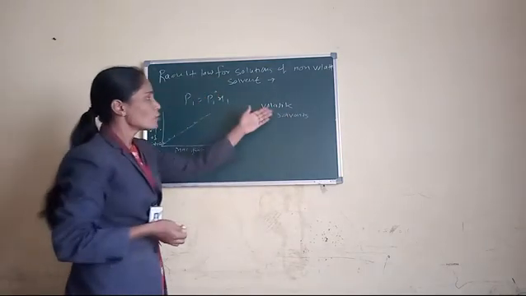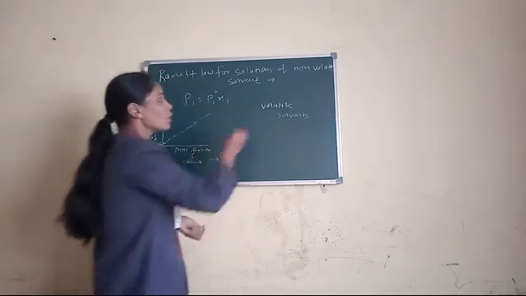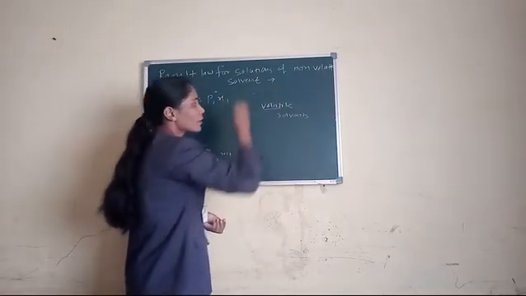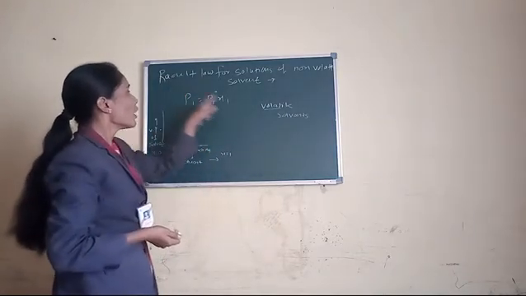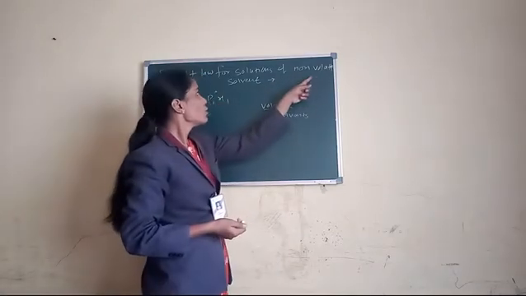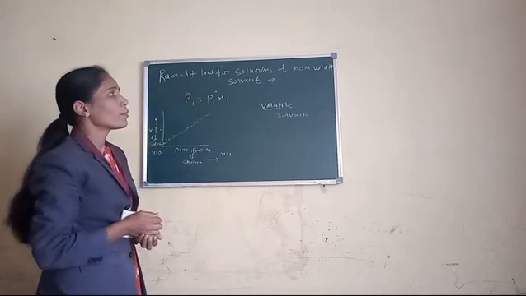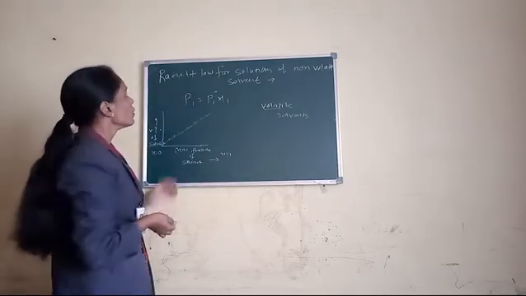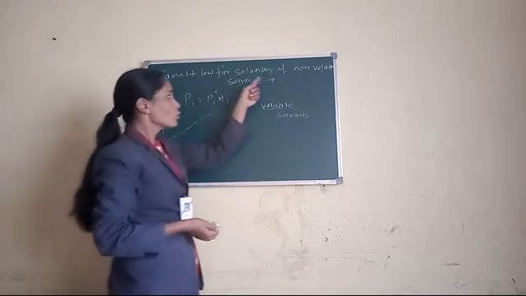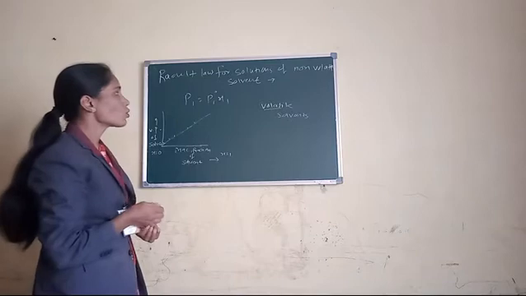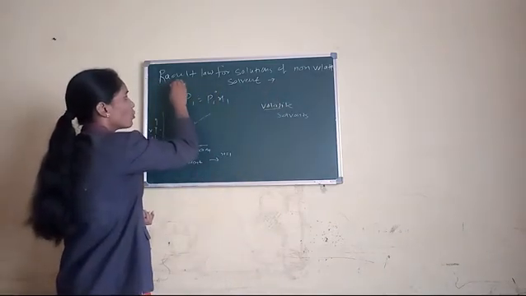A volatile solvent has a higher vapor pressure, because volatile means it evaporates easily. Due to this property, when a non-volatile solute is added to the solution, the vapor pressure decreases. According to Raoult's law, only the volatile solvent obeys this law.